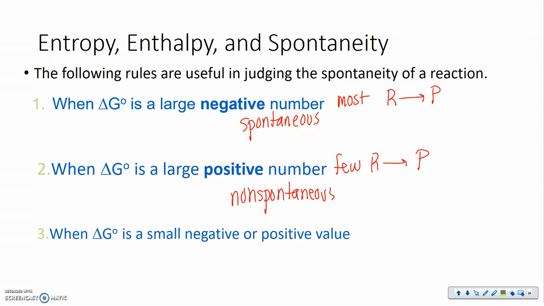If it's a small negative or small positive, so from negative 10 kilojoules up to positive 10 kilojoules, then we have an equilibrium mixture of reactants and products. So we don't have one spontaneous or non-spontaneous. We just have an equilibrium mixture of the two things.